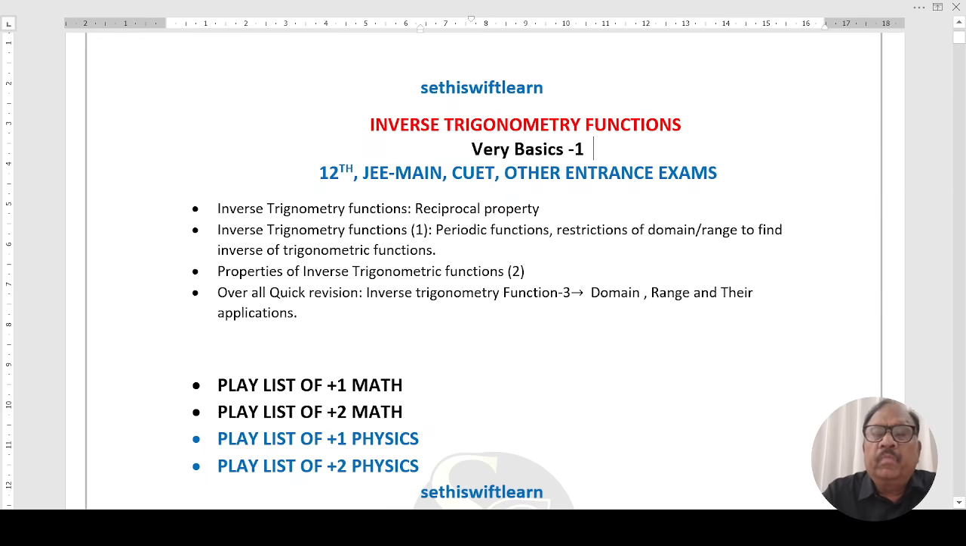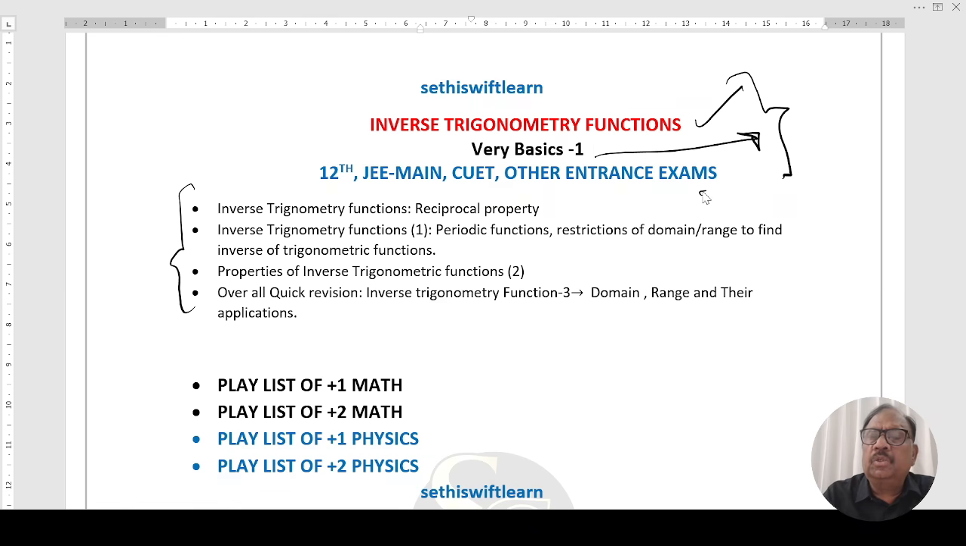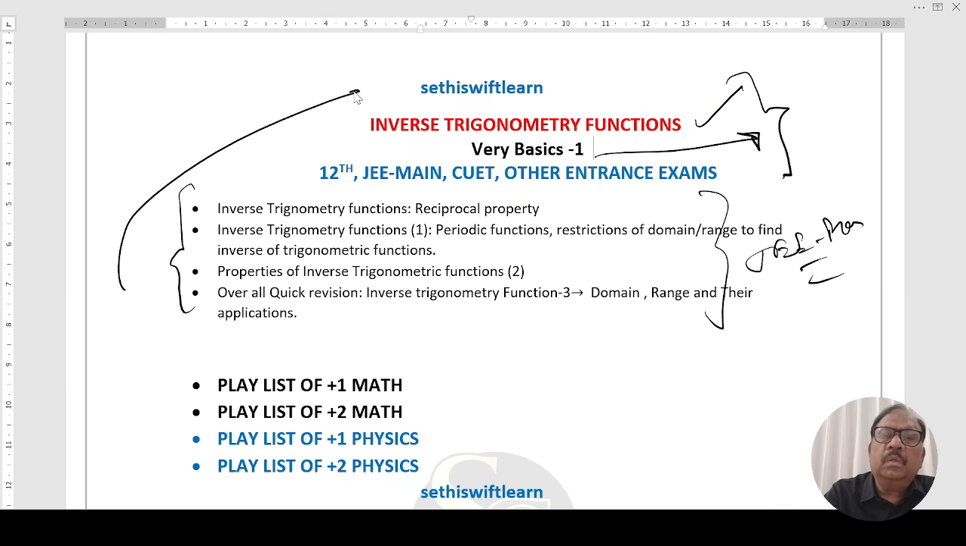Hello students, in today's session of inverse trigonometric functions, the very basics will be made clear through illustrations. In the earlier session we have discussed all these things. In this case, the illustrations were taken from JEE Main, which you can review on SethiSwiftLearn.